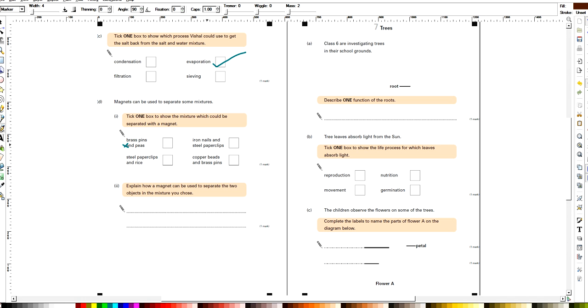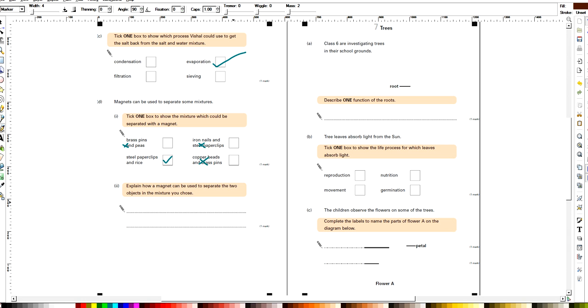Iron nails and steel paper clips. Could you separate those two? The answer is no, because they both get attracted to magnets. Copper beads and brass pins are both non-magnetic, so that won't work. So which one's left? Steel paper clips are magnetic and rice isn't magnetic. So yes, you could do that one.